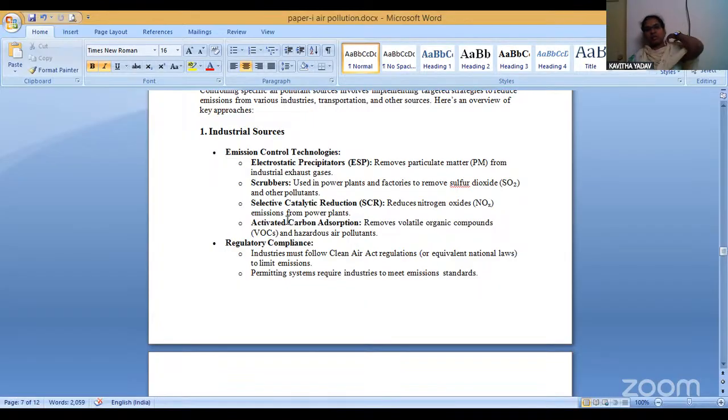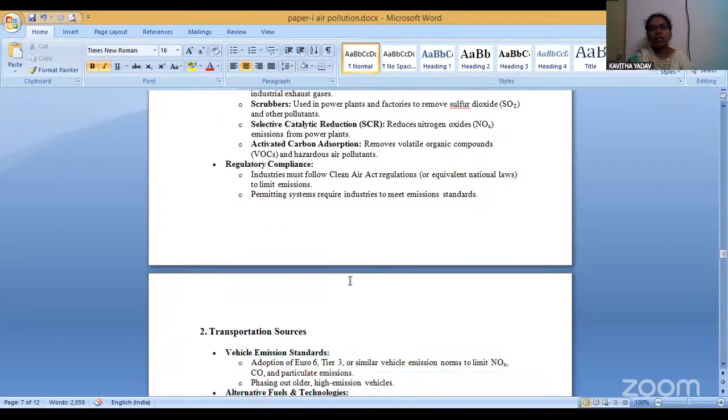Regulatory compliance means industries must follow Clean Air Act regulations, which are equivalent national laws to limit the emissions of particular pollutants. Permitting systems require industries to meet the emission standards.